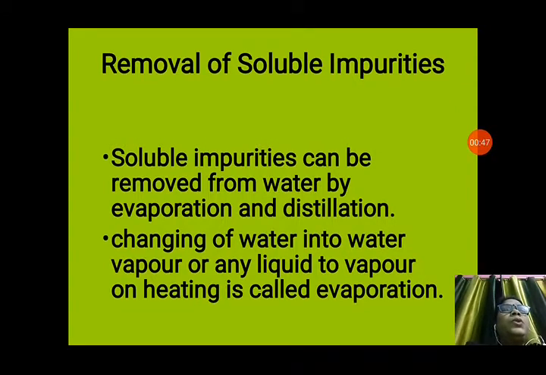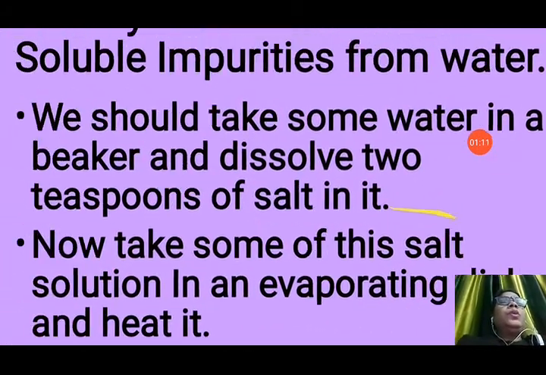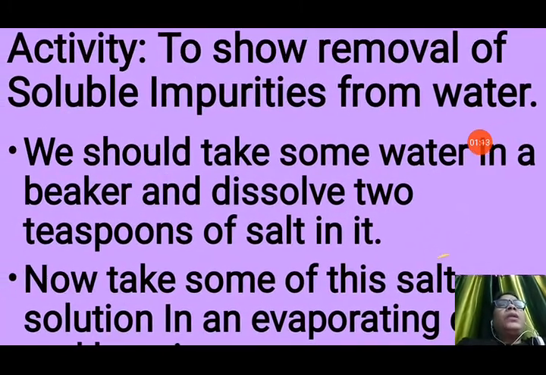Soluble impurities can be removed from water by evaporation or distillation. So there are two important processes, that is evaporation and distillation. Now what is evaporation? Changing of water into water vapor, or any other liquid changing to vapor on heating, is called evaporation. So let us see how to remove impurities from water by evaporation.